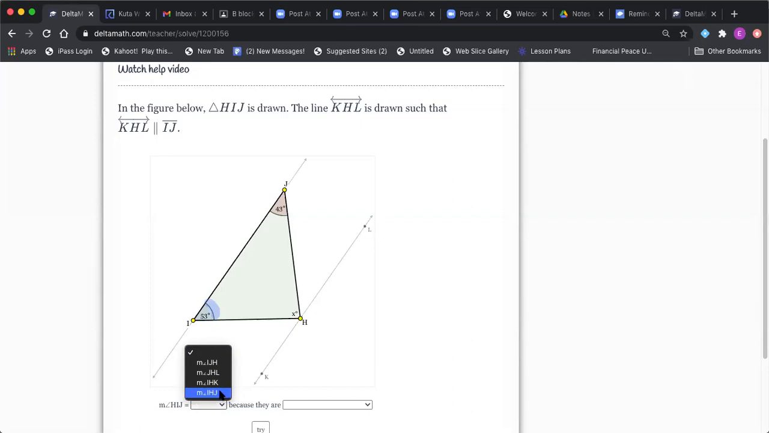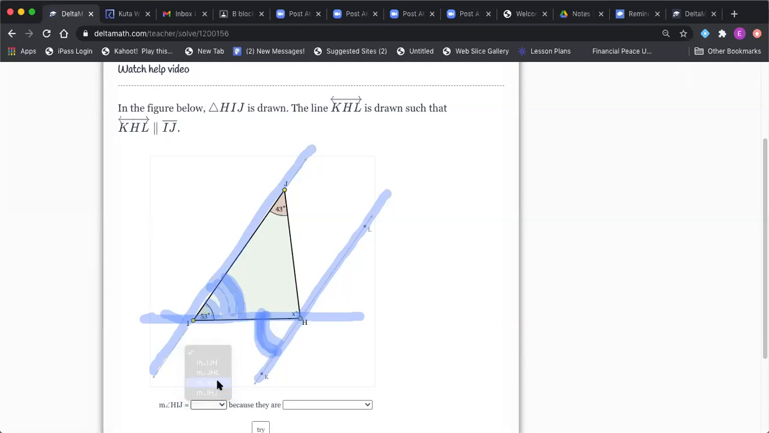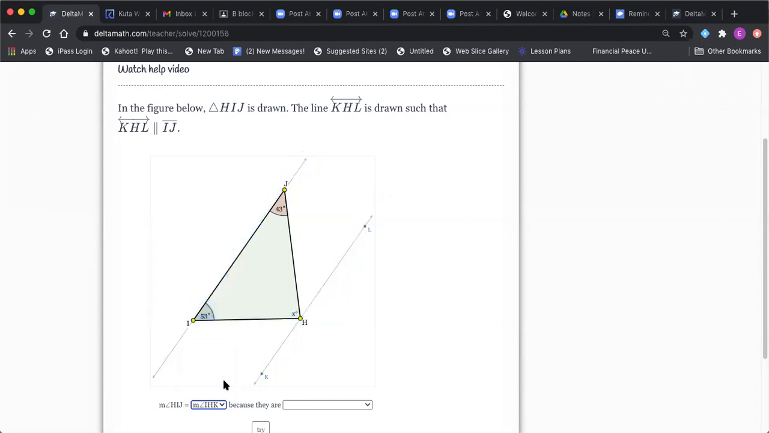Well, let's see. If I have parallel lines and here's a transversal, wouldn't the alternate interiors be the same? Do you see that? So those alternate interiors are going to match. So that means that HIJ, this angle right here, is going to match up with this one right here, which is IHK. So let's pick IHK. And why are they equal? Because they are alternate interior angles.